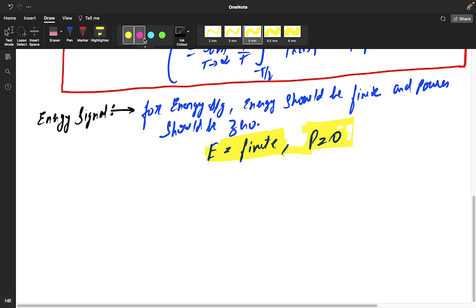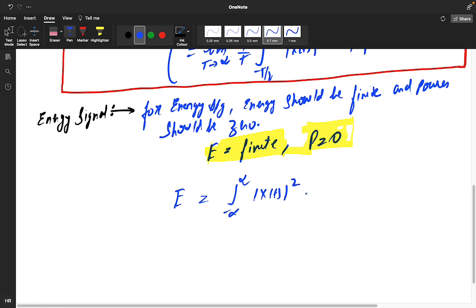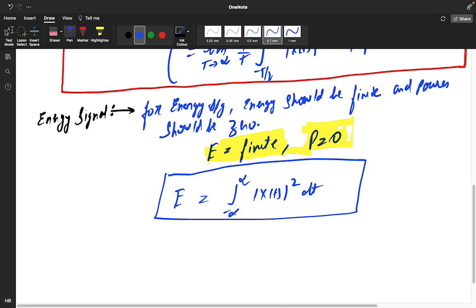And what is the formula for energy? You know that minus infinity to infinity mod of x of t the whole square into dt. In this you are getting the finite value, and that finite value will be divided by time period. That time period is your infinite time period. Then only you will get the power as 0. Okay.